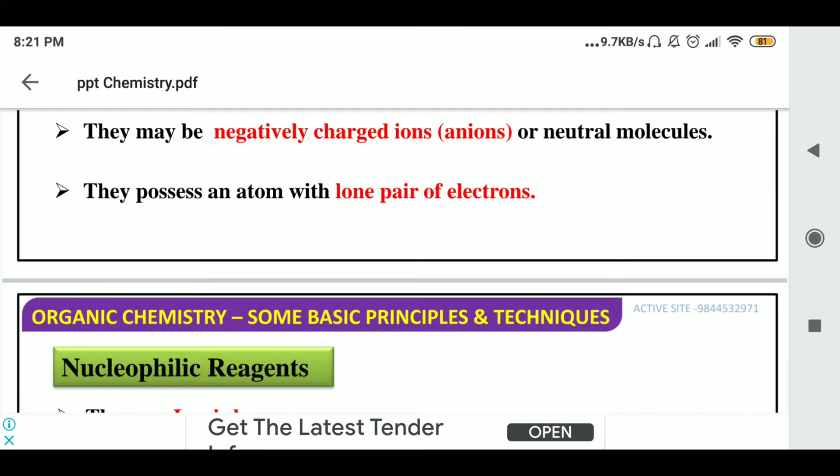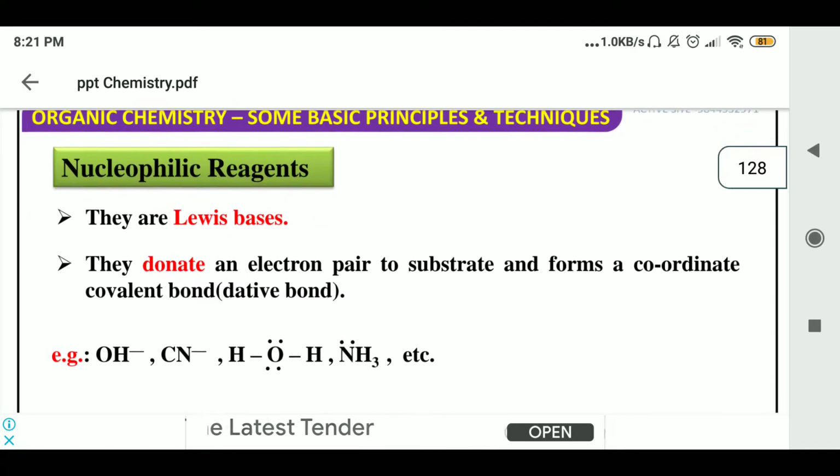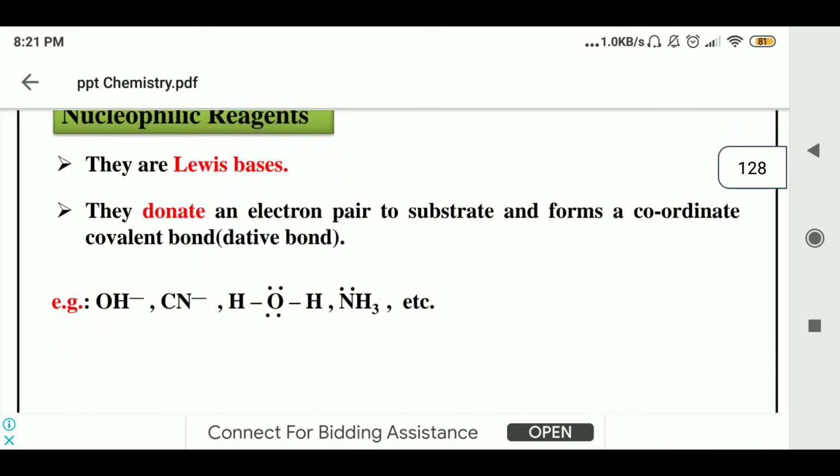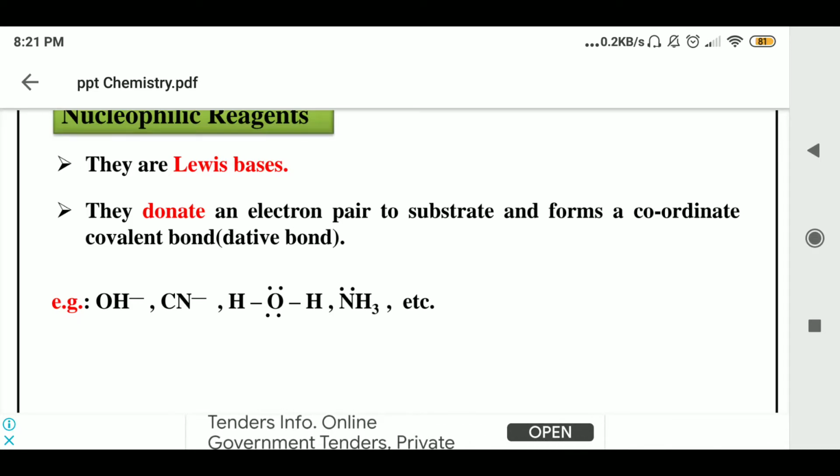and these possess an atom with a lone pair of electrons. So nucleophilic reagents, I have given examples like hydroxy and cyanide, all negatively charged. Like if I talk about halogens like chloro, fluoro, bromo, we all know that these are electronegative atoms, and they are possessing a lone pair of electrons. That is why they are considered as nucleophilic reagents.